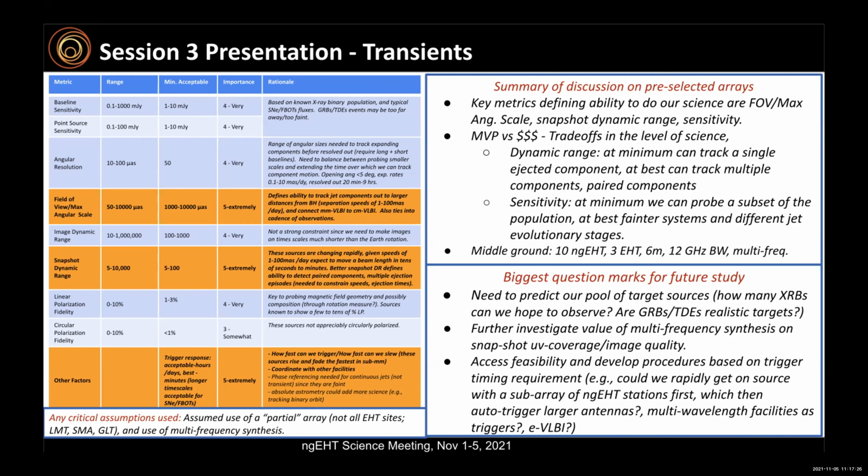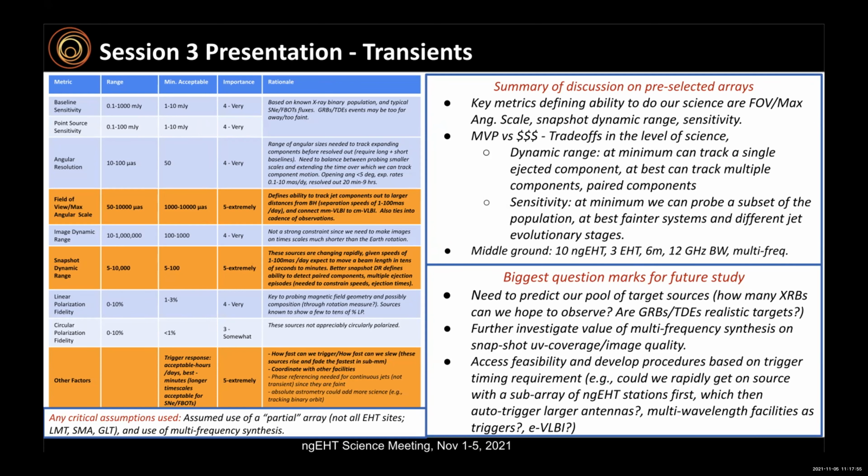And this should also allow us to connect these millimeter VLBI to centimeter VLBI images with something like the VLBA, for example. This kind of metric also ties into what the cadence of our observations should be, because that's going to depend on how long we can track the jet components. When it comes to image dynamic range, this isn't really a big factor for us. It's more the snapshot dynamic range, because these transient sources are evolving so rapidly.